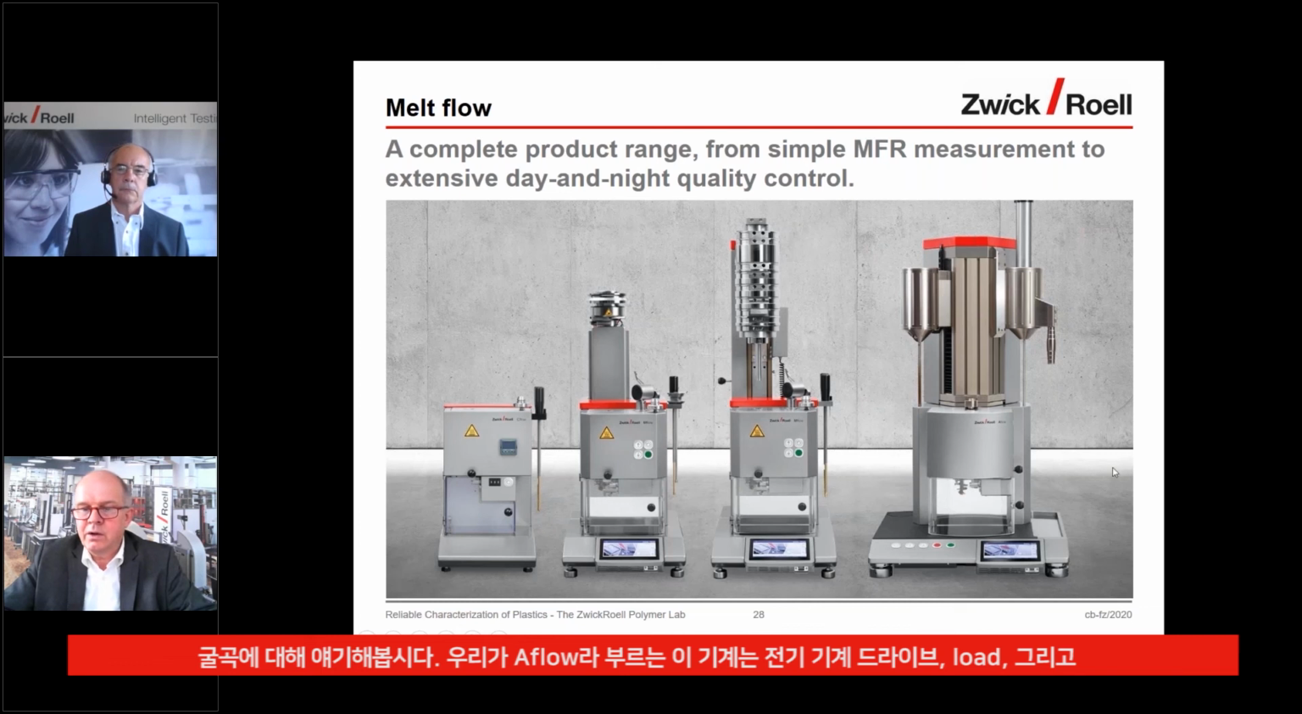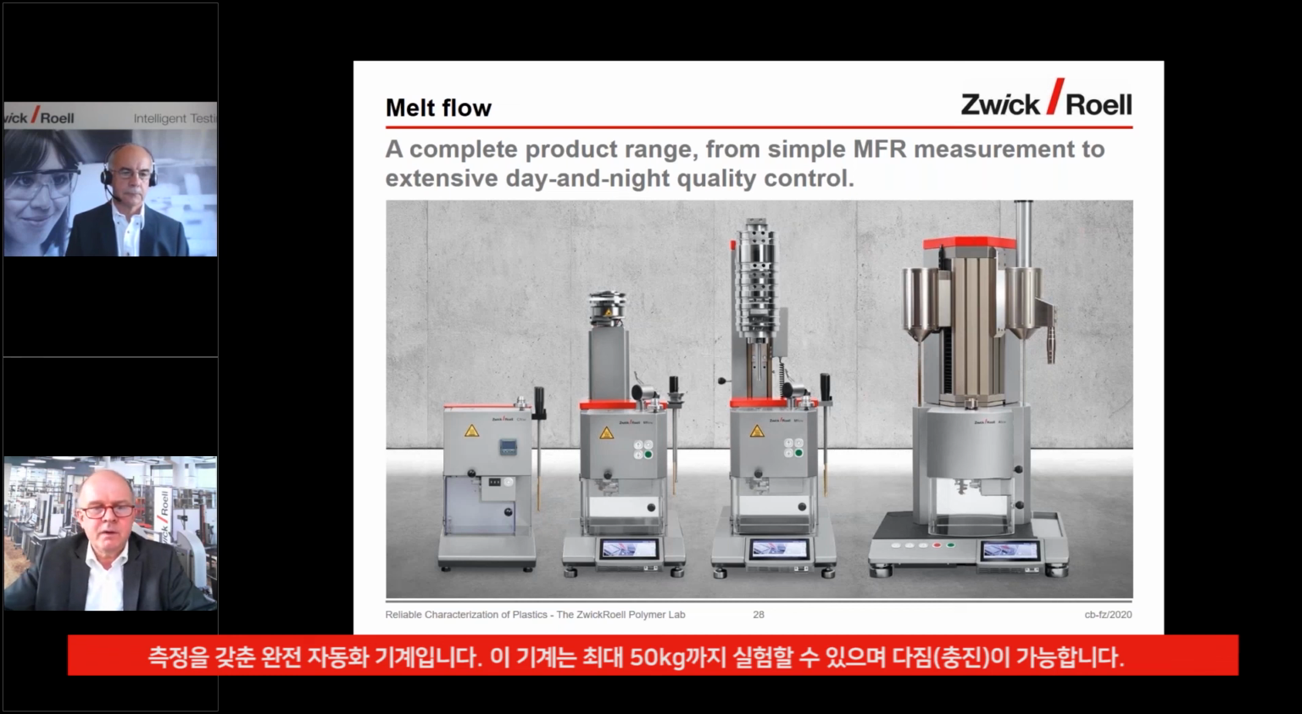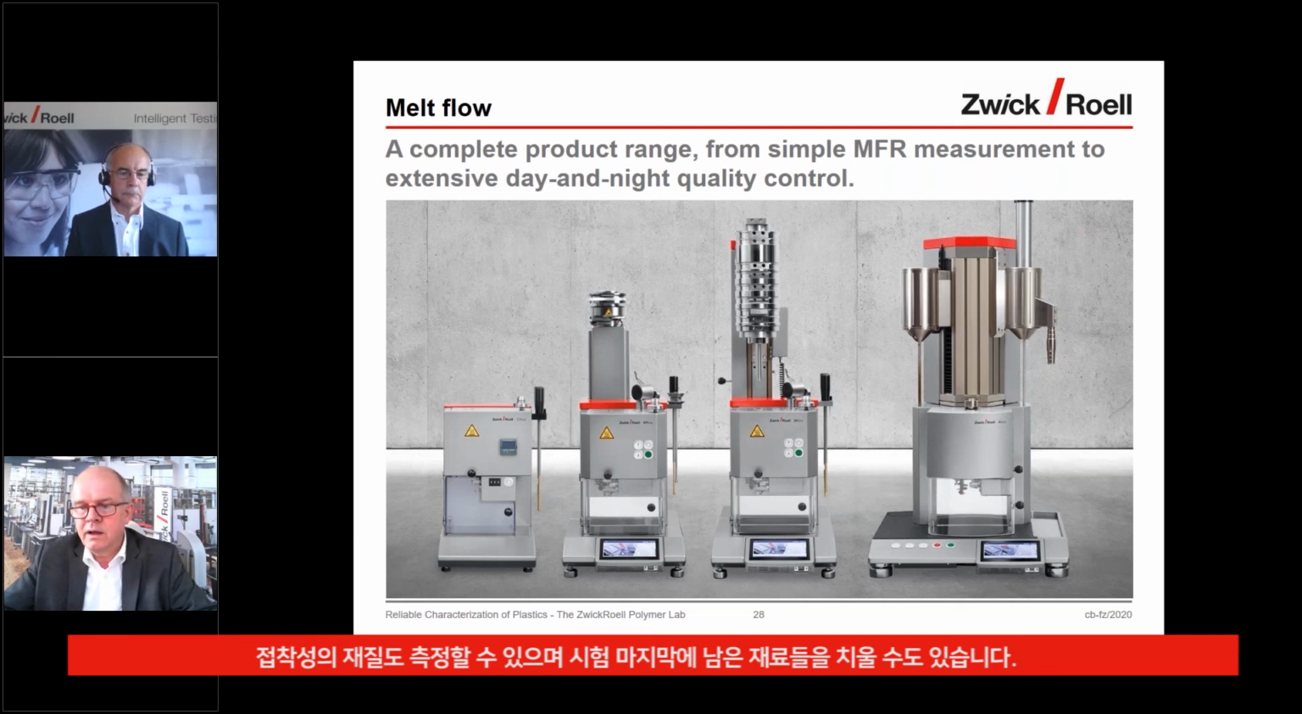Yeah, and then we have, let's say, a little bit the flagship here, we call it the A-flow. It's a fully automatic machine. It works a little bit like a rheometer, so it has an electromechanical drive and a load measurement, and it can work up to 50 kilograms. This is interesting for pre-compacting. This is also sometimes interesting for measuring very sticky material. And this is interesting to chase out the remaining material at the end of the test.